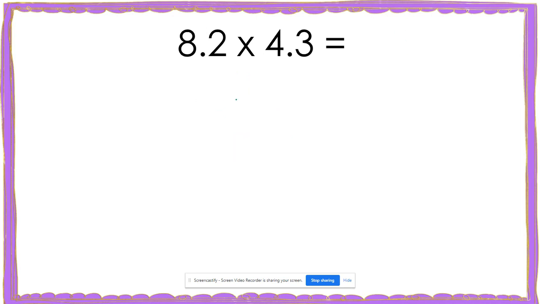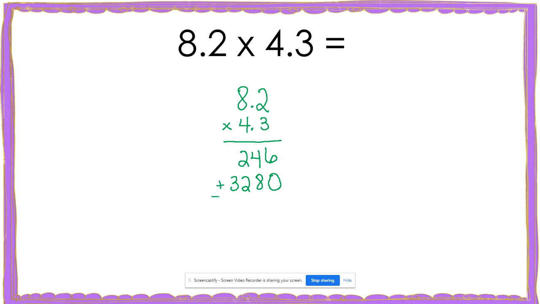For 8.2 times 4.3, I'm going to just solve like normal. So 8.2 times 4.3. I'm going to multiply my 3. So 3 times 2 is 6. And 3 times 8 is 24. Now, because I'm going to go down, I need a placeholder of 0. And now I'm going to do 4 times 2 is 8. 4 times 8 is 32.